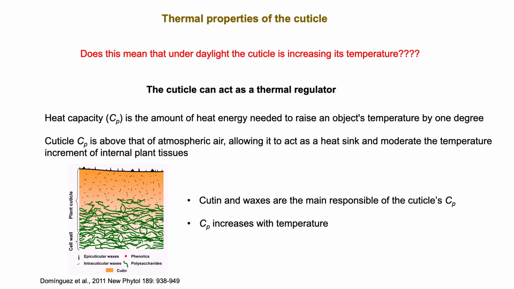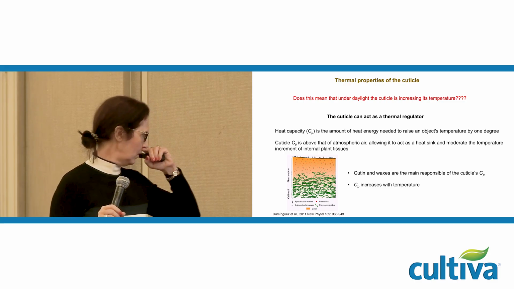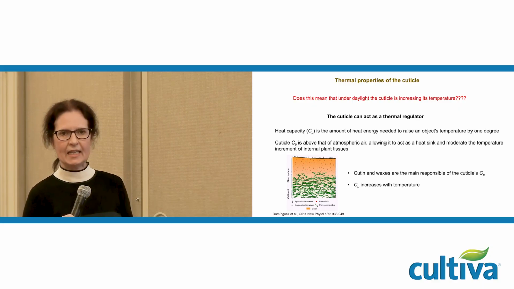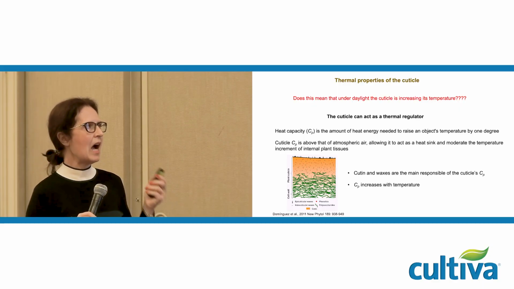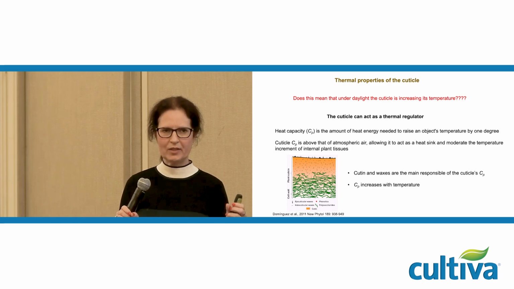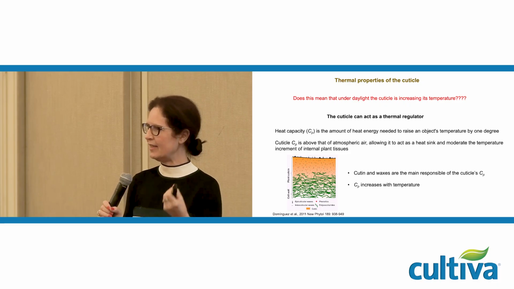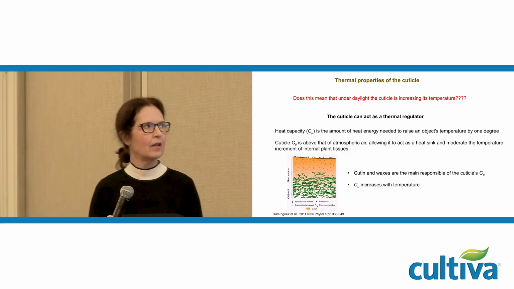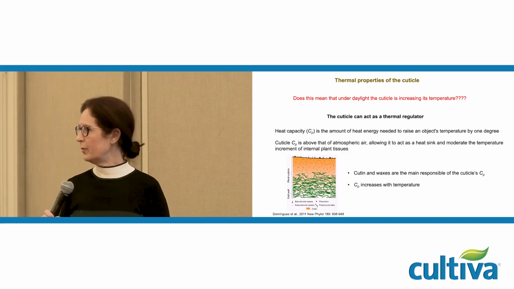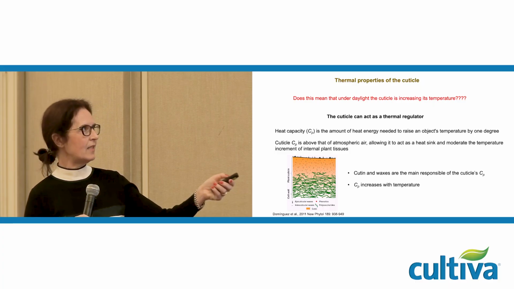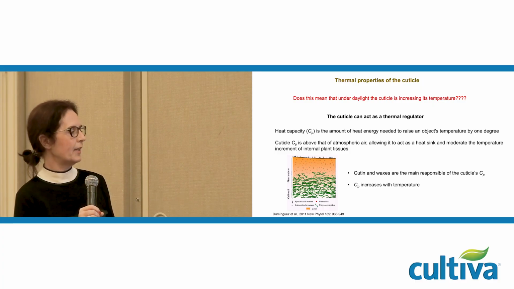Well, not exactly. The cuticle can act as a thermal regulator. And here I would like to introduce a concept called the heat capacity. That is how much energy, to put it in other words, how much energy an object needs to absorb before it changes its temperature. Let's think, for example, about a ceramic. A ceramic can take a lot of heat and it will remain cool. Well, that is the heat capacity. That is the concept behind.